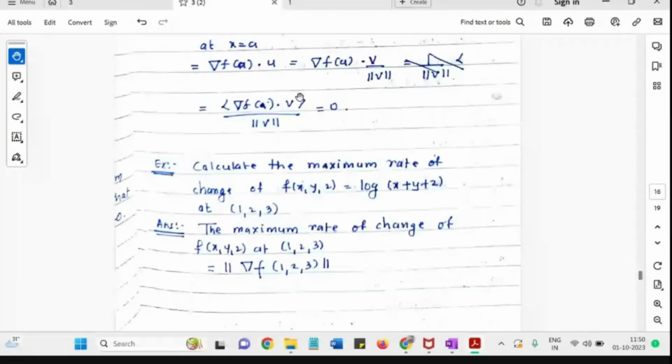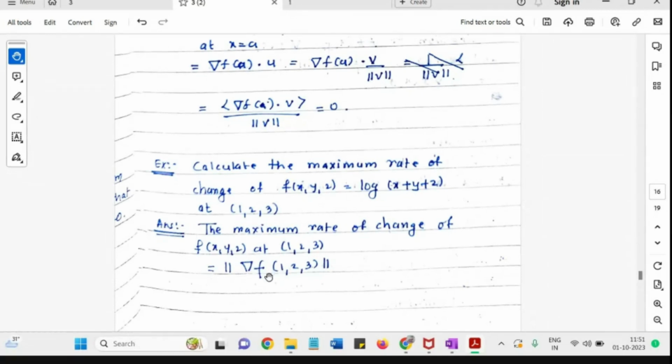Okay, so here we have calculated the maximum rate of change of the function f of x, y, z, which is nothing but log of x plus y plus z, at (1, 2, 3). So once again, when I'm saying maximum here, I am dealing with the absolute value. So we already have a result. The maximum rate of change of f is nothing but the directional derivative D_u f at A, where my u is along grad f of A.